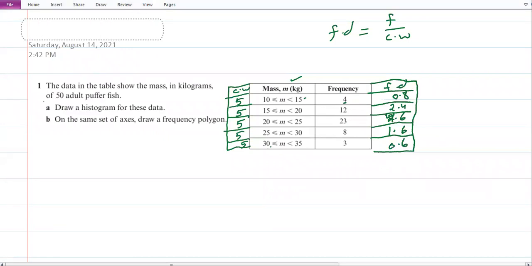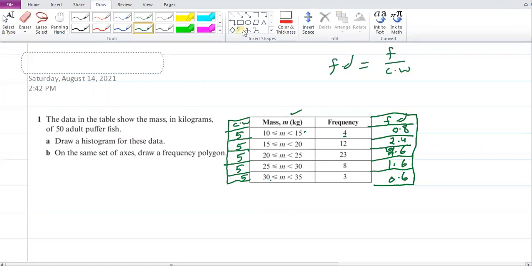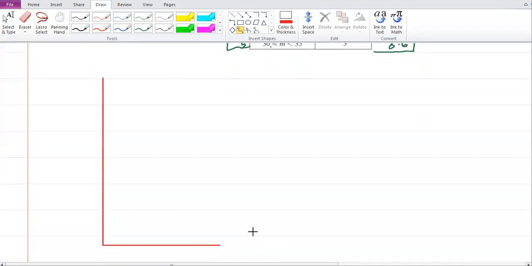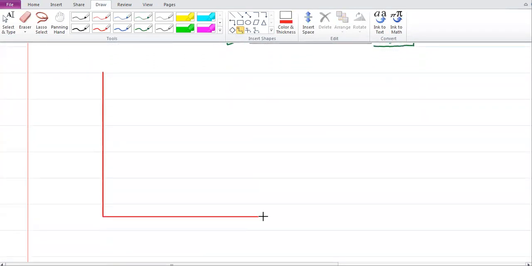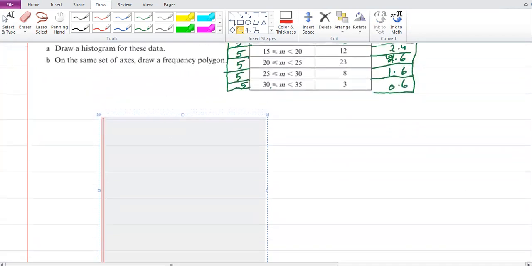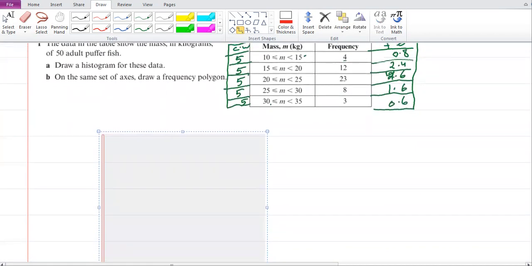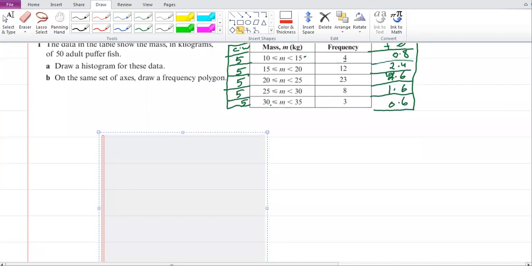Now is the time to draw the histogram. Let's draw the histogram. Sir, what is a frequency polygon? I will come to that also, don't worry. That is very easy to draw. To draw the frequency polygon, we need to draw our histogram first, always.